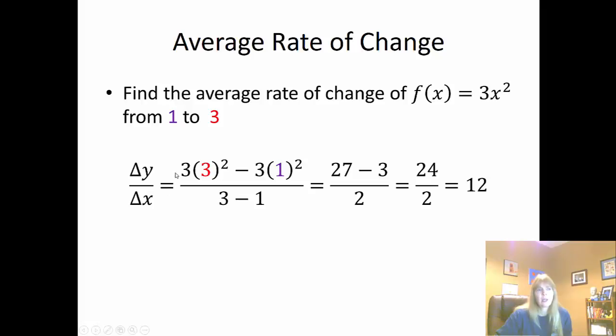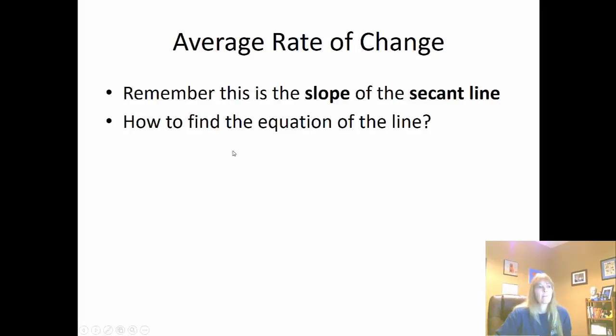So look at this line. This is 3x squared minus 3x squared. This is my y2, if you want to call it, and my y1. And then I divide by the difference in my x values. Once I've plugged in my function to get my y's, and then plugged in the values to get my x's, I divide and I get 12. What the 12 means is the slope of this function between those two points. So remember, this is the slope of the secant line.